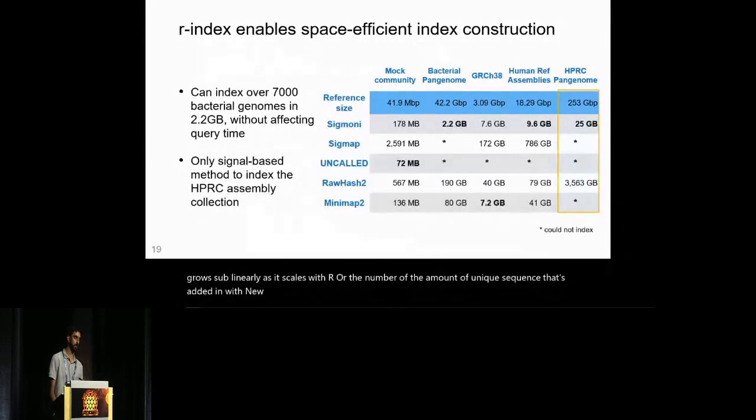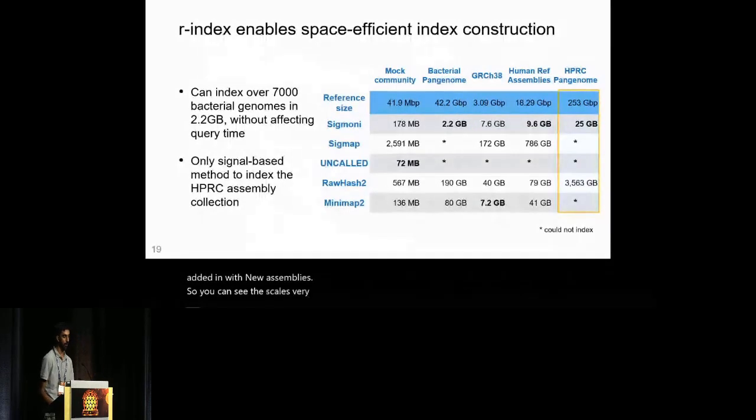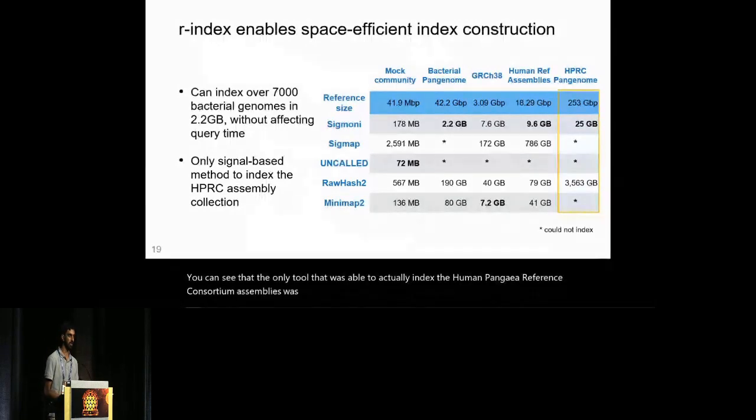And so you can see it scales very nicely when we compare to 4 other signal-based classification tools. The only tool that was able to actually index the Human Pangenome Reference Consortium assemblies was RawHash2, which took just over 3.5 terabytes of index size, while Sigmoni was able to index that in just 25 gigabytes. That really lets us scale our signal classification pipelines to larger and larger references in the future.